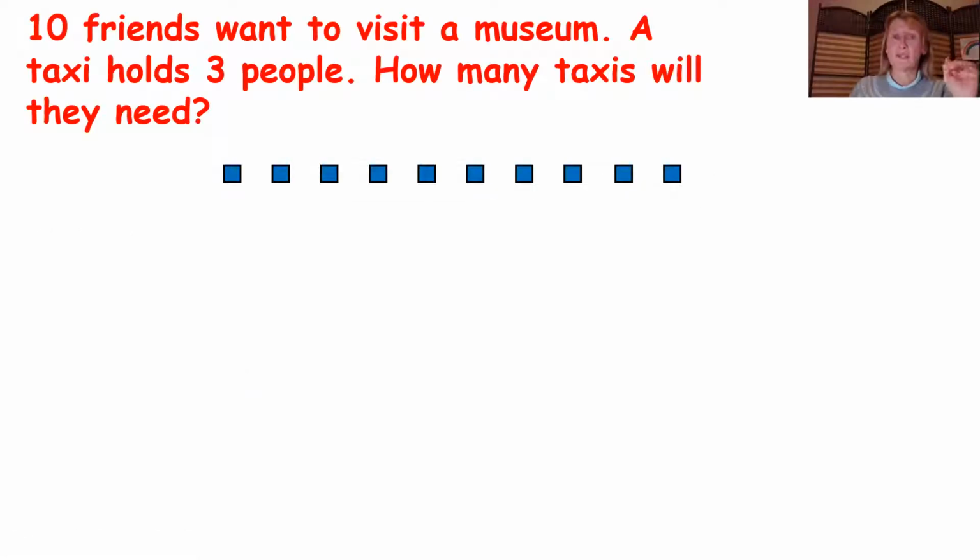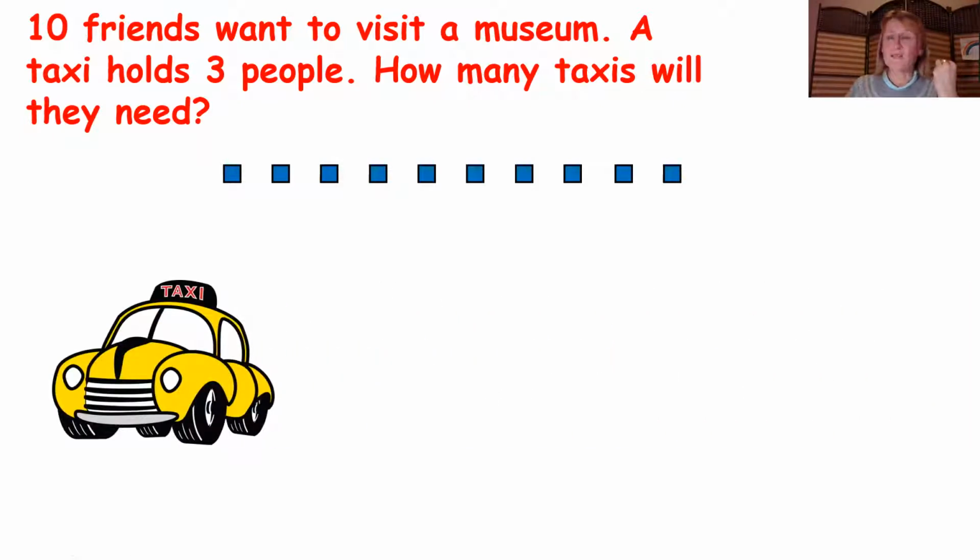So let's have a look why this is different work. First question: 10 friends want to visit a museum. A taxi holds 3 people. How many taxis will they need? So all our questions that are word questions like this, we will have to think about the answer carefully. Here are our 10 friends queued up, and we need taxis for them. The information we've been told is that there's 10 friends and 3 people can get into a taxi.